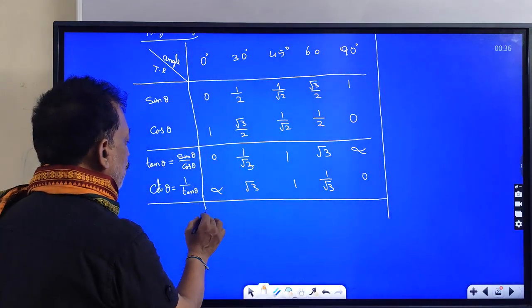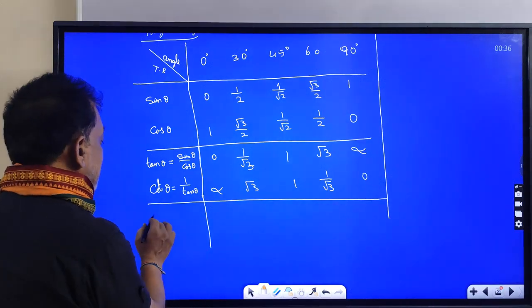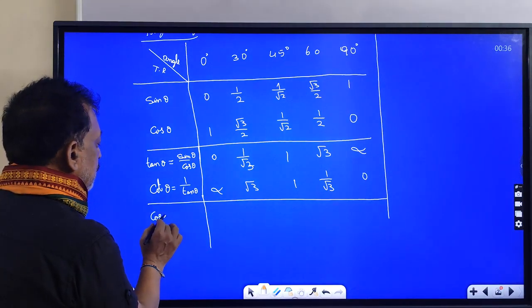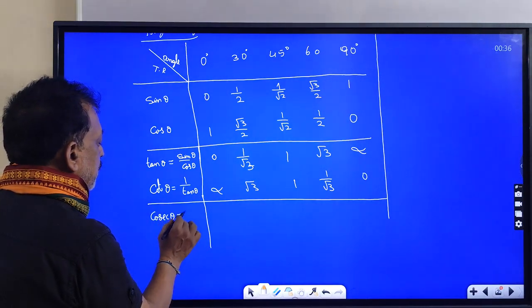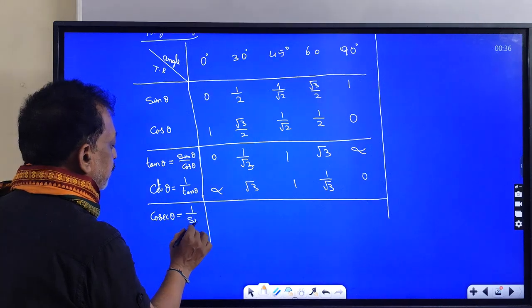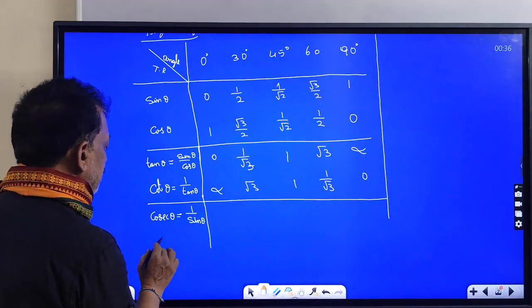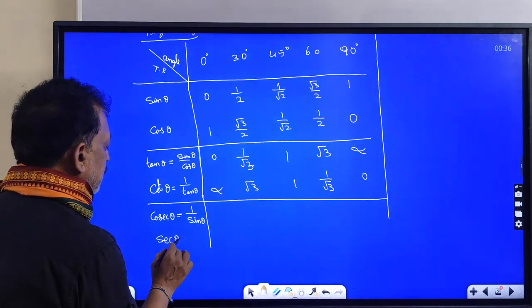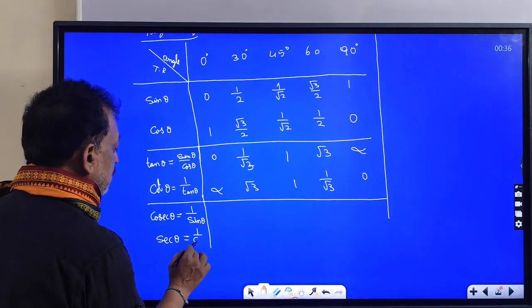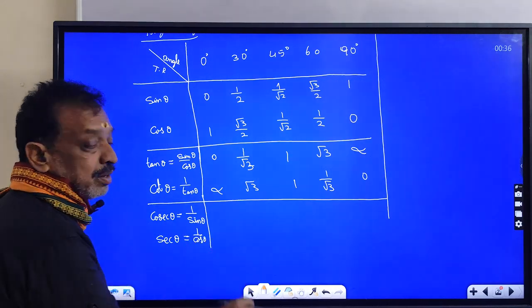Now, if you want cosecant, cosec theta is nothing but the reciprocal of sin theta. Similarly, sec theta is the reciprocal of cos theta. All of you understanding? Okay.